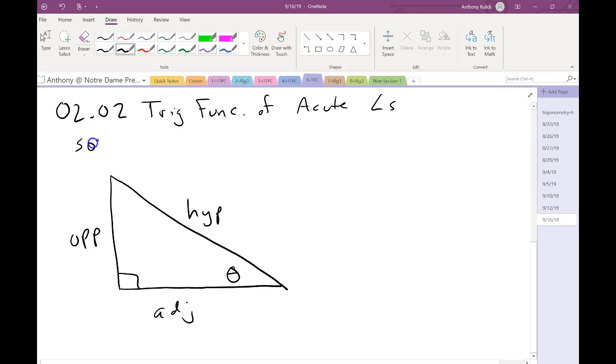And we rehashed the SOHCAHTOA acronym that we had used during geometry to define our ratios for sine, for cosine, and for tangent.